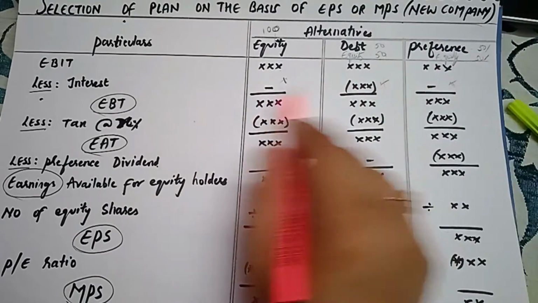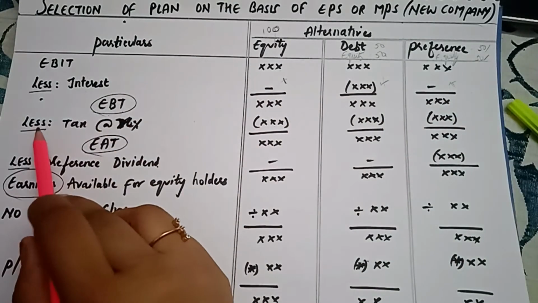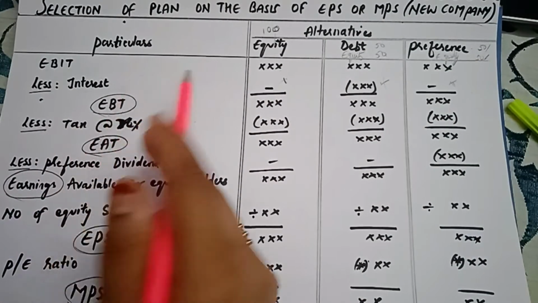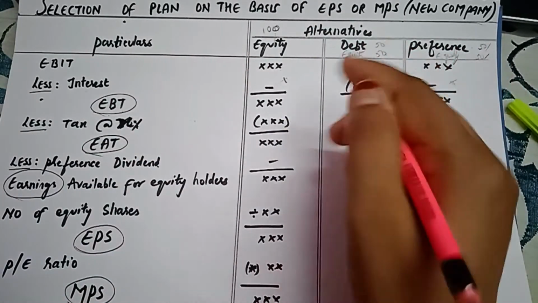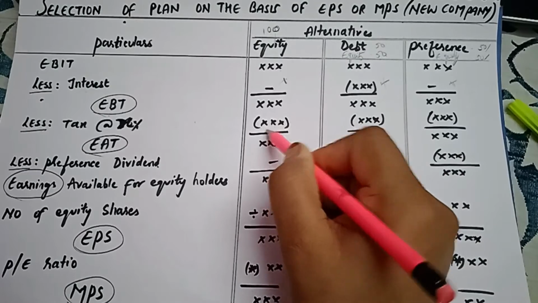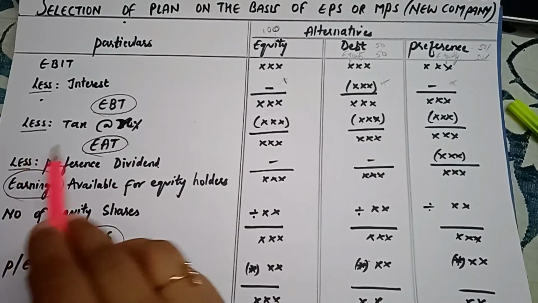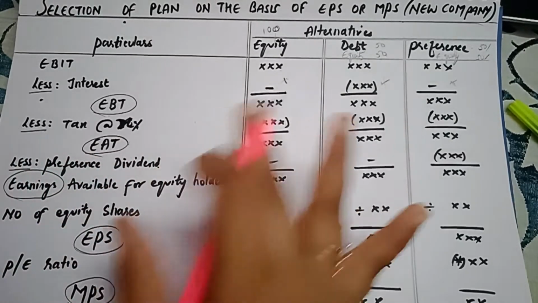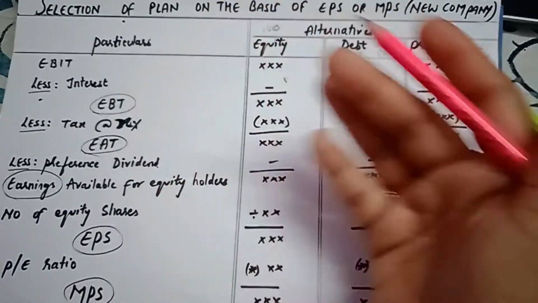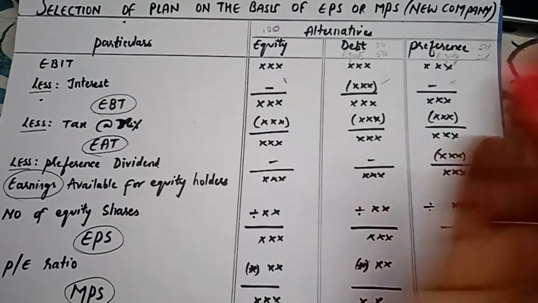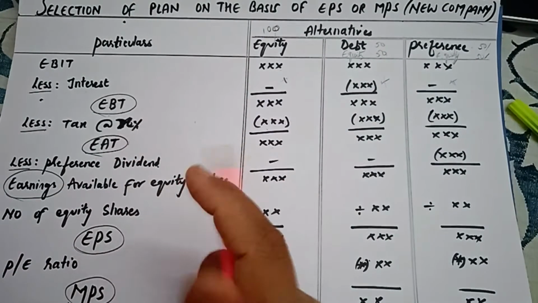Interest is the amount to deduct. So you'll be calculating the earnings before tax, and then you'll be deducting the tax at whatever percentage is given, whatever is going in the market. If you deduct the tax completely, this amount is slashed down to the earnings after tax. Next, you have to deduct the preference dividend. You need to mug up that statement, it should be on the tip of your tongue: EBIT minus interest is EBT, minus tax is EAT, minus preference dividend is earnings available for the equity shareholders. That should be your preparation.